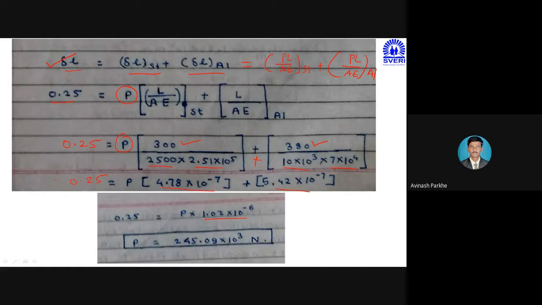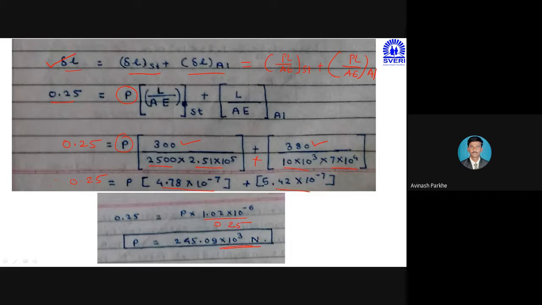So that 0.25 I have taken to the right side, it becomes divide, therefore P is equal to 245.09 into 10 raised to 3 Newton. That means this 245.09 kilonewton, or 245.09 into 10 raised to 3 Newton, this much amount of load is applied on that particular bar.